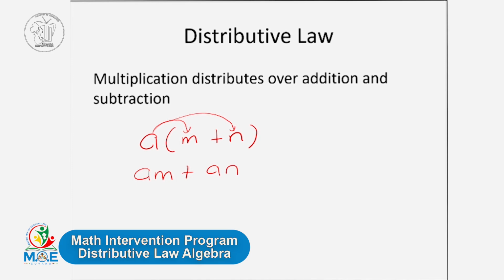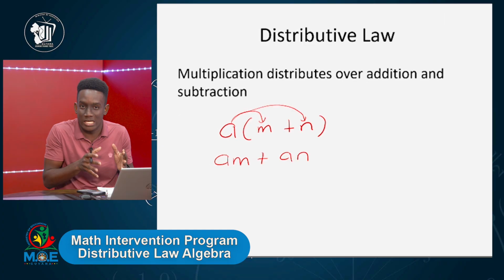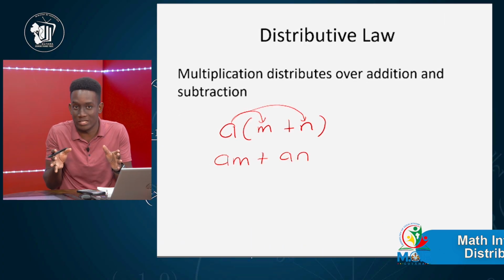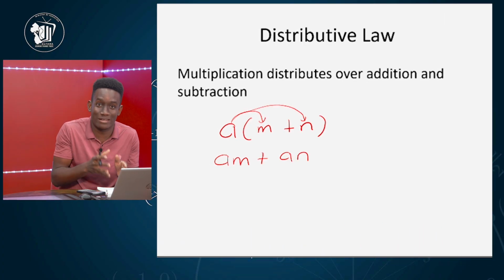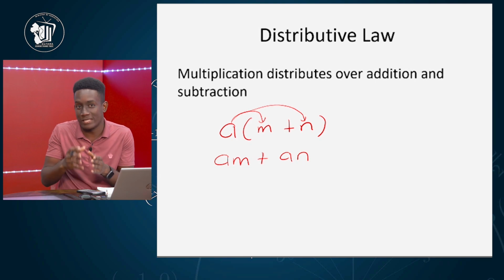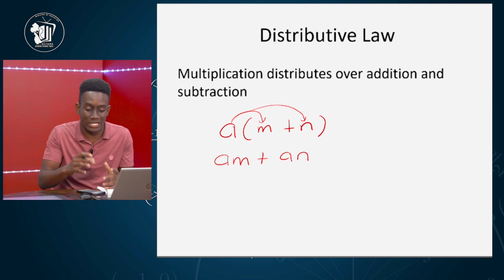Multiplication distributes over addition. Now, one key thing to note is that whatever is directly outside the bracket, if you want to remove the brackets, you must distribute whatever is directly outside the bracket. In the examples that we'll go through, you'll see exactly what I mean.